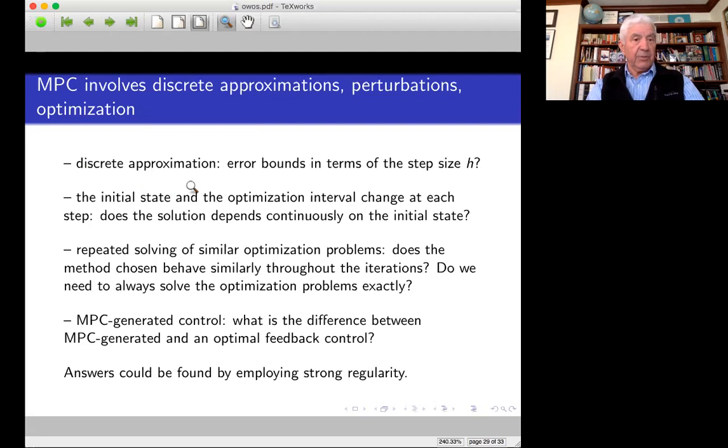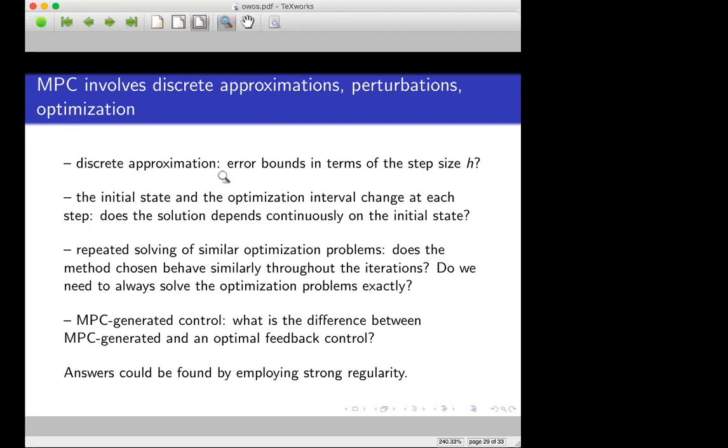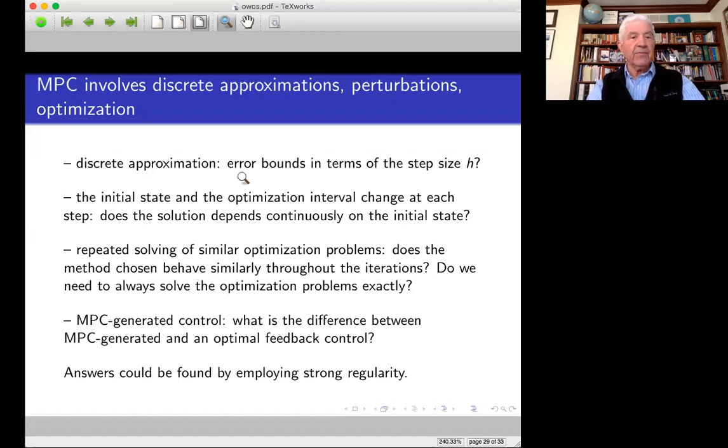So we have a discrete approximation of the problem, and immediately you have a question. What is the error bound in terms of the step size h? We change all the time the time interval and the initial state. We measure the initial state. What is the dependence of the solution on this initial state?